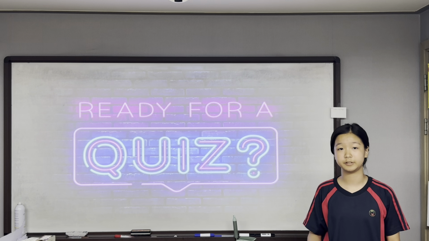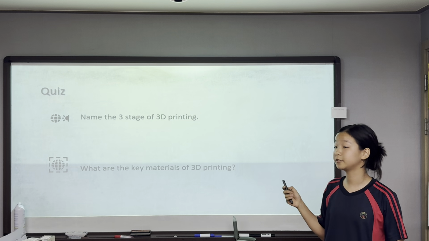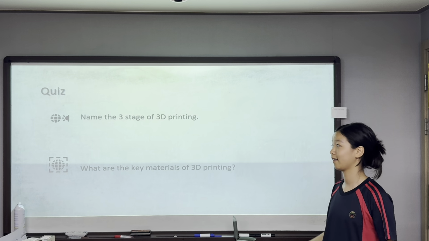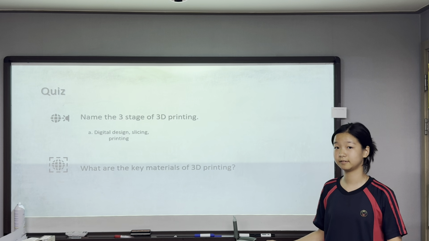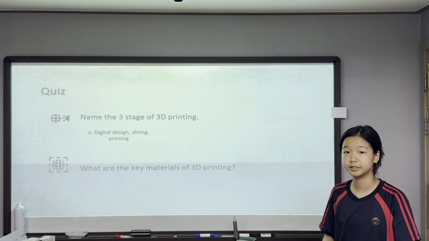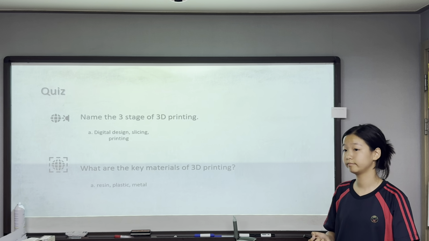Before I go to the quiz, do you have any questions? Name the 3 stages of 3D printing. Design, slicing, printing. And what are the key materials of 3D printing? Resin. Plastic.